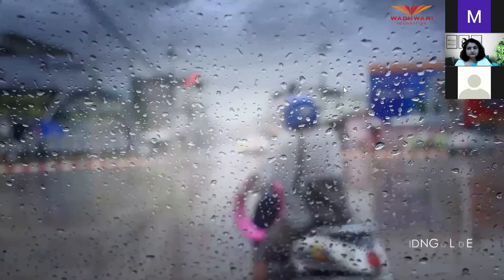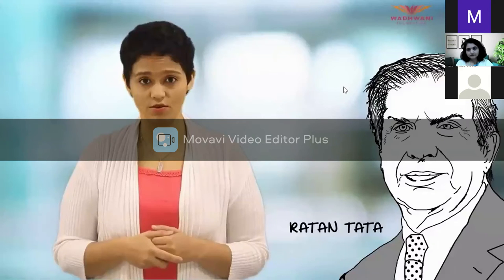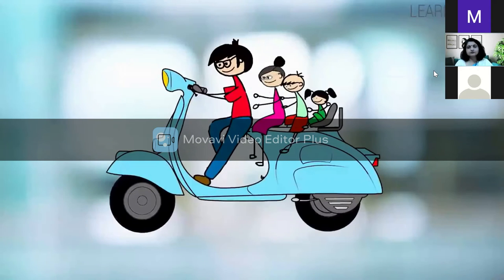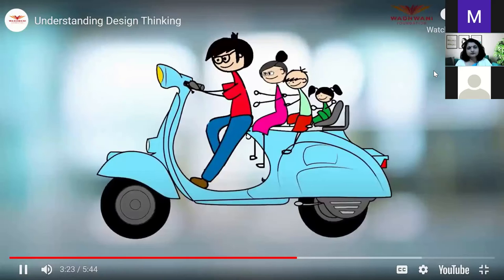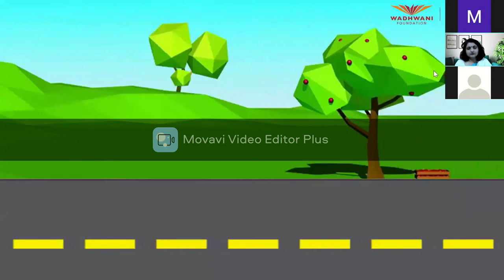And here is the second story. It was a rainy day in Bangalore. Ratan Tata, you know the head of the Tata Group? He was traveling in his car when suddenly a scooter turned in front of his car and lost control. A family of four who were on the scooter fell on the pavement. Nobody got hurt, but this incident led Ratan Tata to think of making road travel safer for Indian families. And this is how the idea for the Nano car was born.